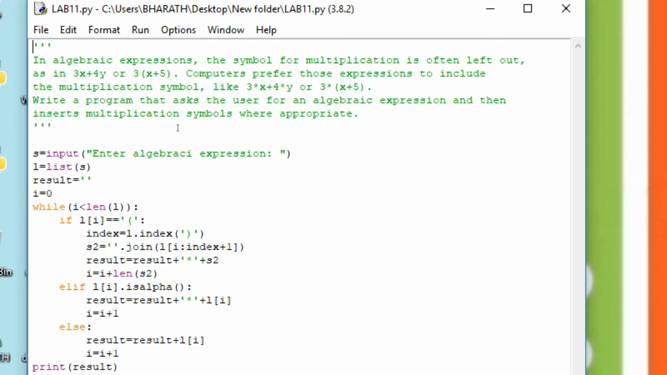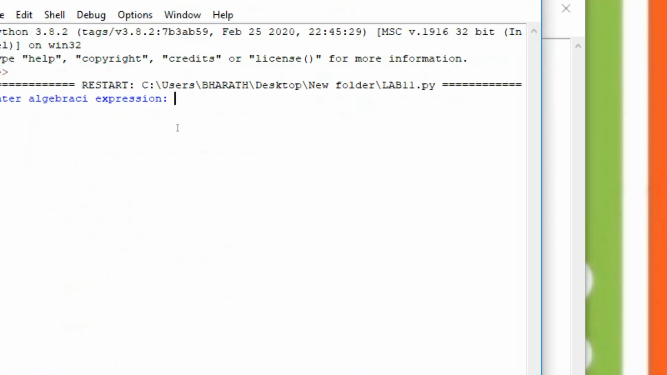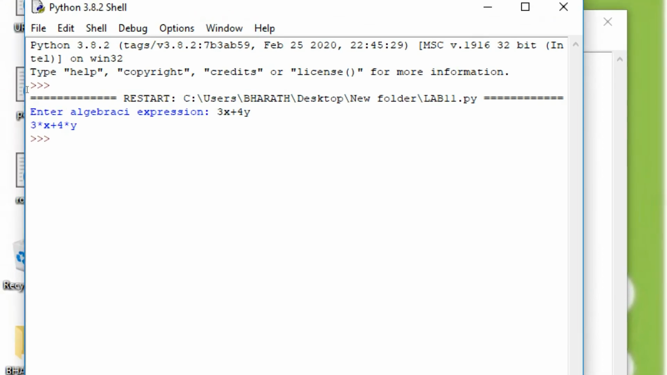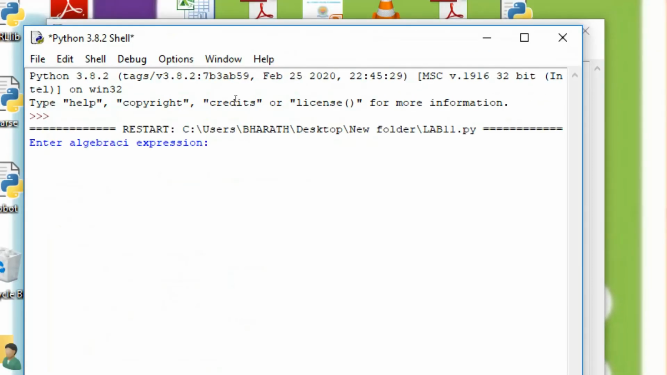So now you see the execution of the program. 3x plus 4y. 3 into x plus 4y. 3 into x plus 5. So 3 into x plus 5.